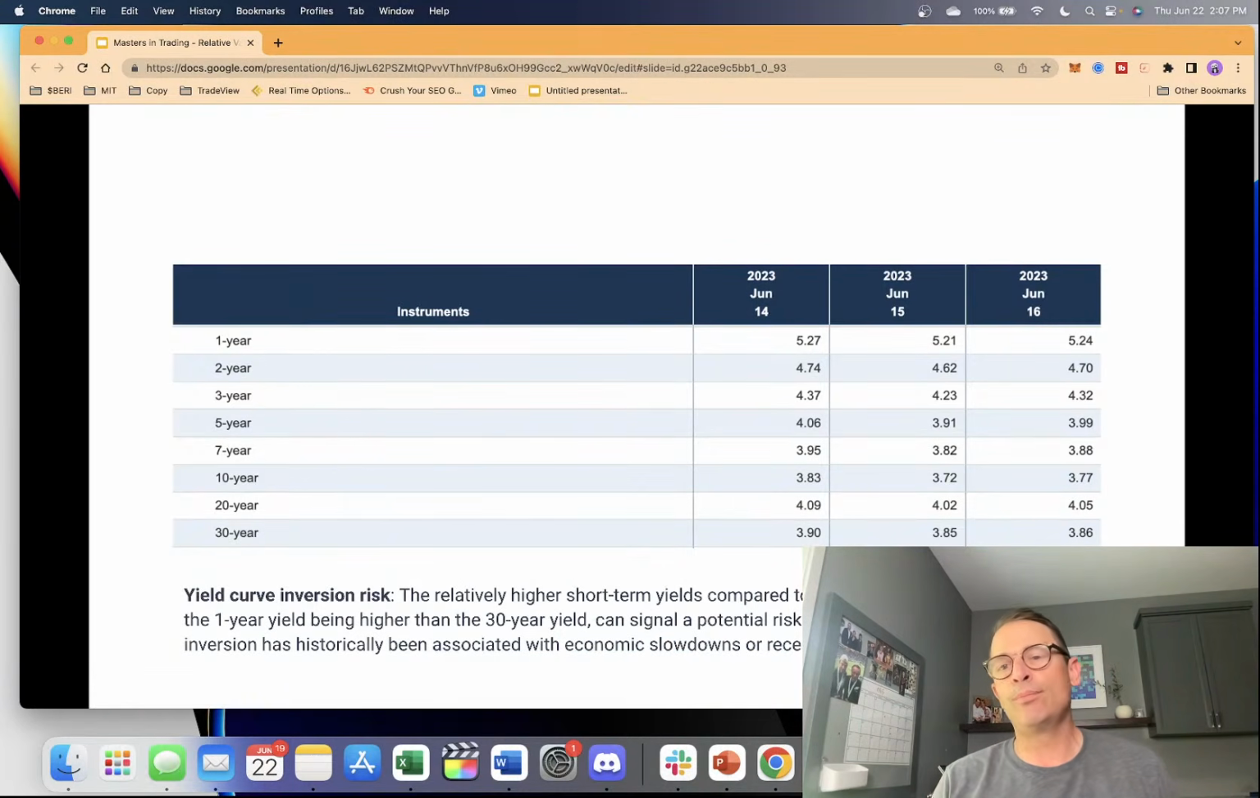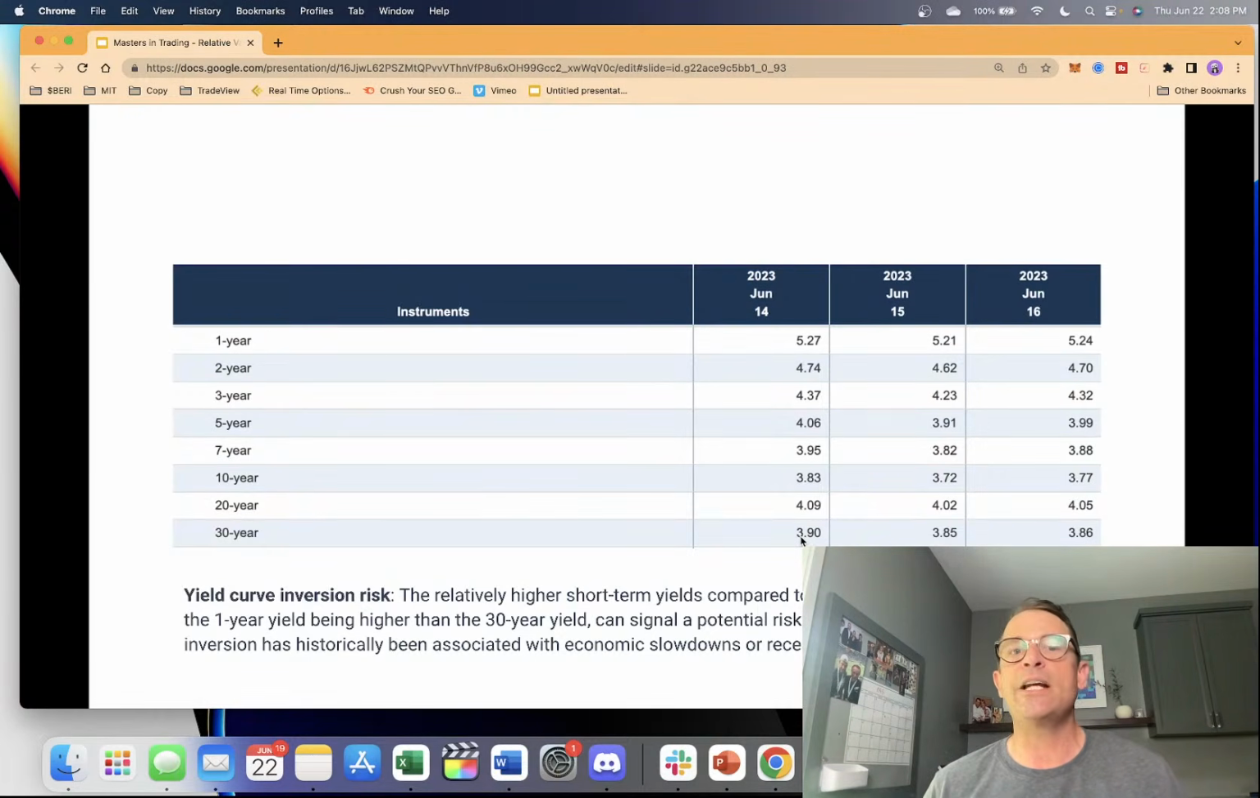So I wanted to grab a few bullet points of what it means when short end rates start going higher. Yield curve inversion risks: the relatively high short-term yields compared to long-term yields, 1 year compared to 30 year. Now, in the past, 100% of the time, this has signaled a recession, going back to the 40s or 50s. Maybe one other time there wasn't a recession, but when we've seen inverted yield curves in the past, recessions have followed.